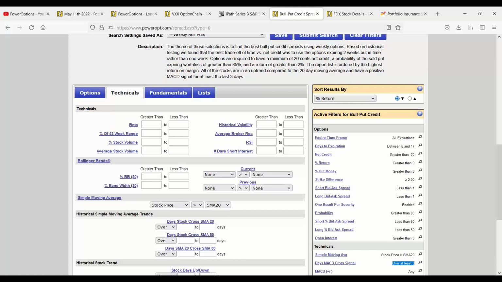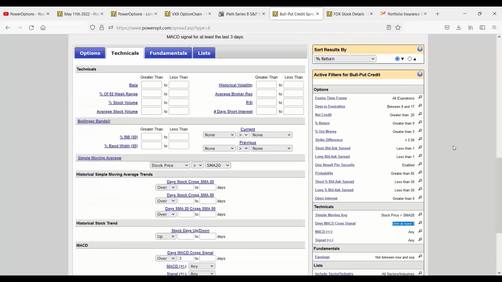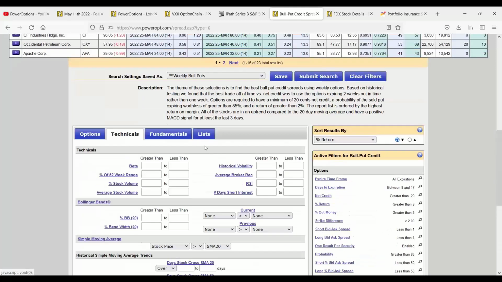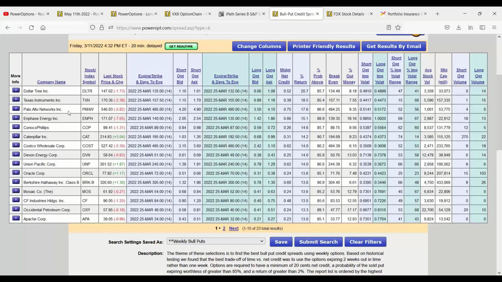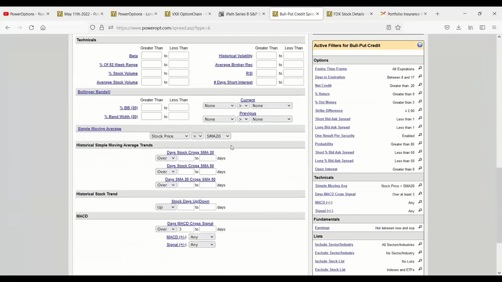So Marty's question goes on, is there a certain period of time that you look for the price to be above or below for bull put, bear call to confirm the stock is in a good position for a trade? The answer is no, but I could do that, Marty. And what I might do here, well, how many results do we have? We have 23 results, starting off with Dollar Tree, Texas Instruments, Palo Alto, Enphase. We do have the ability to add that filter, Marty, if you want.